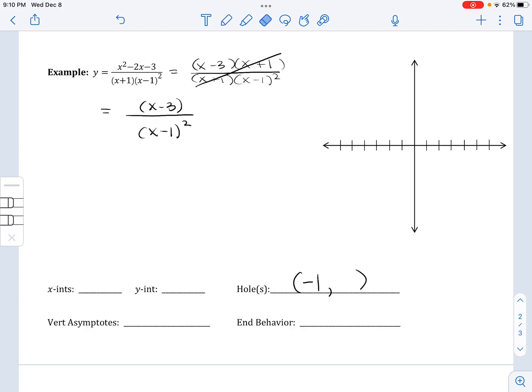So to figure out the rest of the hole, I'm going to substitute in -1. So -1 minus 3 over (-1 minus 1) squared would give me -4 over -1 minus 1 is -2, and -2 squared is 4, which is -1. So -1 is a hole, and I'm just going to write it like that as an open dot.